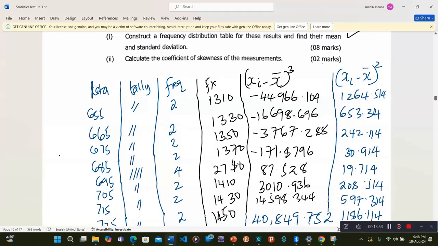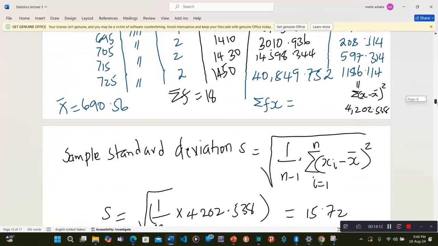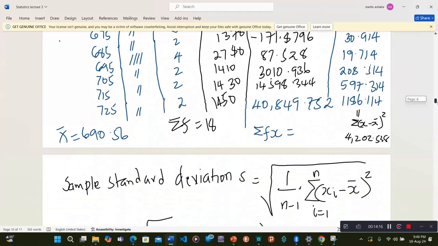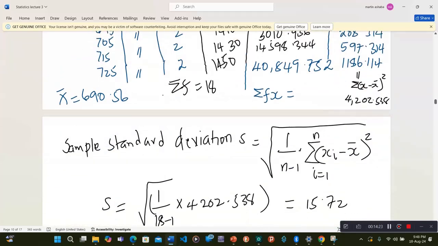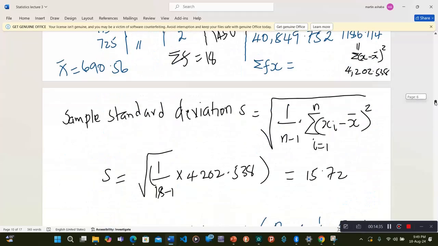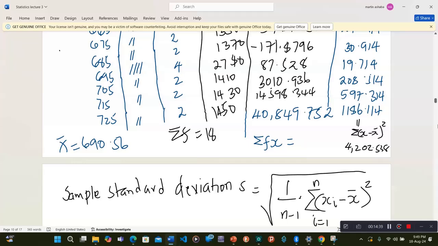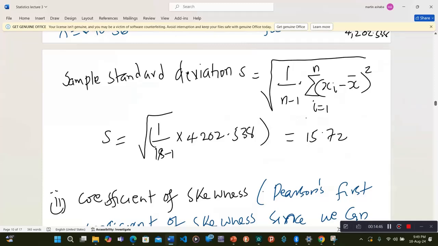So first of all, you need to get the frequency by using tallies. You write the smallest value and determine how many there are. Go to the next, determine how many there are until you finish all the data points. Then you get the mean. The mean will be the sum of fx divided by the sum of f. So you get the sum of fx values, then divided by 18, you will get the sample mean as 690.56. Then for xi minus x bar squared, you also get those values, and the total of them is 4202.538. Therefore, the standard deviation of the sample would be computed from that.